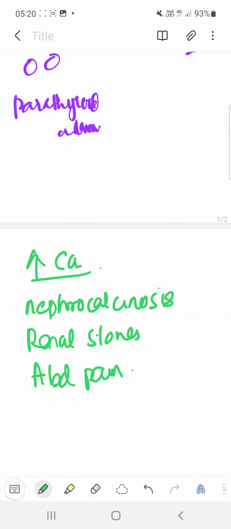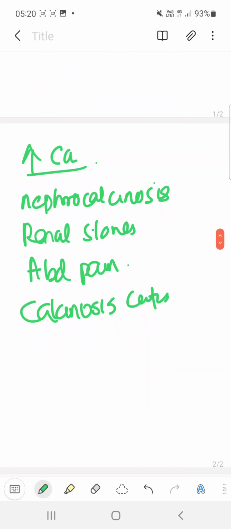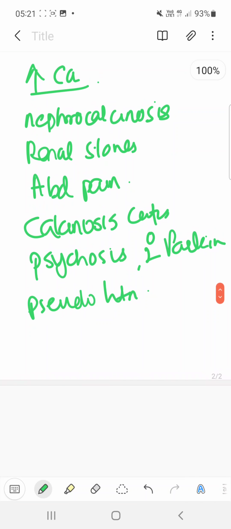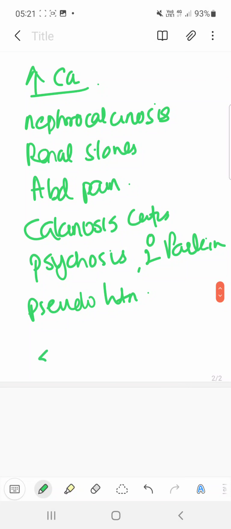It can deposit in the skin, which is called calcinosis cutis. It can deposit in the brain and cause psychosis. It can deposit in the basal ganglia, causing secondary Parkinsonism. It can deposit in the walls of blood vessels, causing hypertension, which is called pseudohypertension. When there is increased calcium, the most common cause of death is systolic arrest.